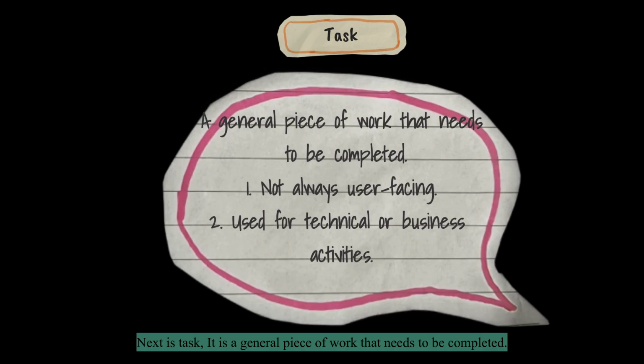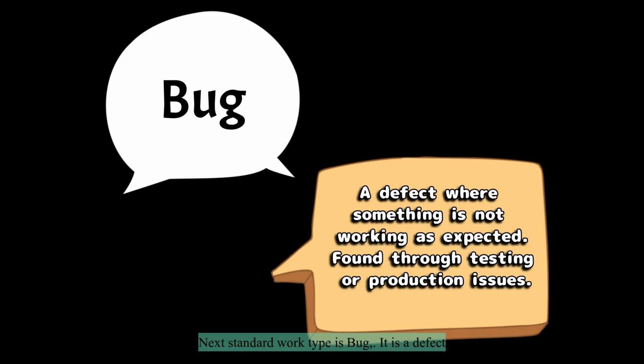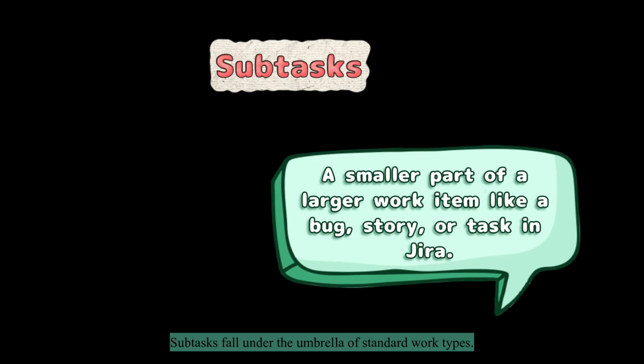It is a general piece of work that needs to be completed. Next standard work type is bug. It is a defect or a failure of a product or system to perform as intended, identified either during testing or in live production environments.